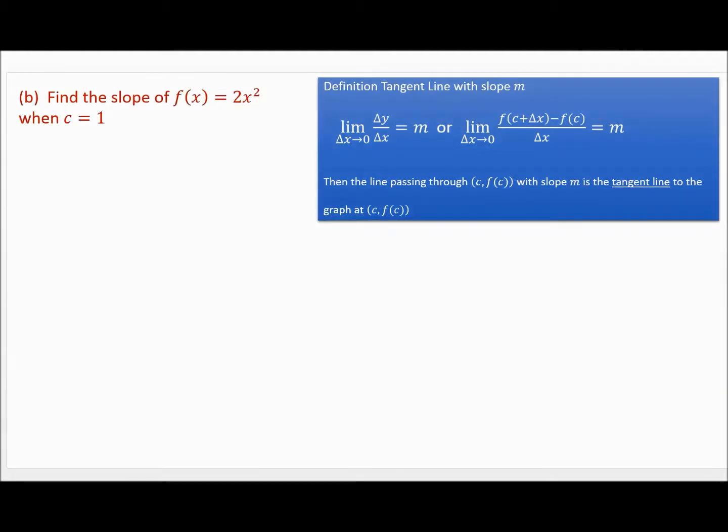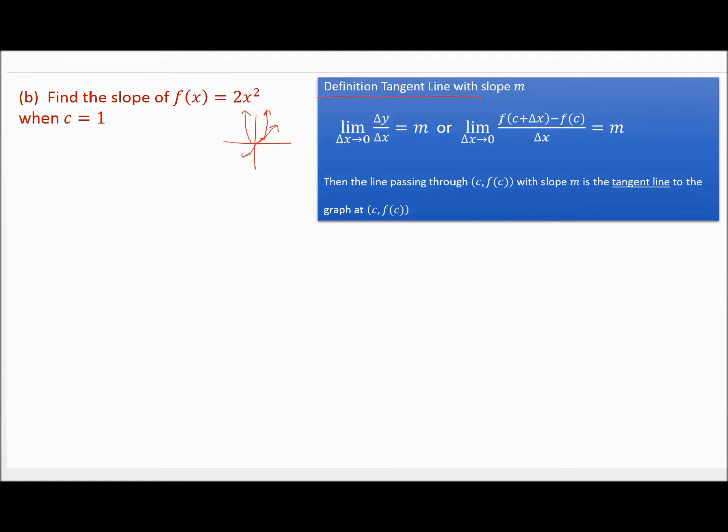Okay, so question B, find the slope, and again I should say of the tangent line. I'm not going to write it in there, but we're finding the slope of the tangent line of the function f of x equals 2x squared. We know what that looks like, right? 2x squared is a parabola. The 2 kind of stretches it out a little bit so it's more narrow. And the point c is equal to 1 about here, so we're trying to find the slope of that tangent line. We know it roughly looks like that, but roughly doesn't tell us anything for real, right?